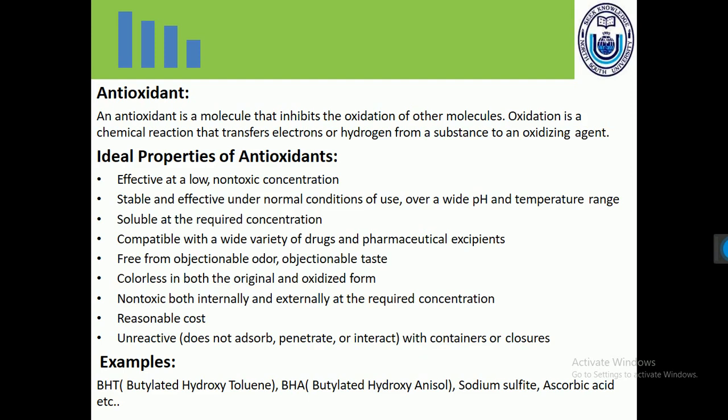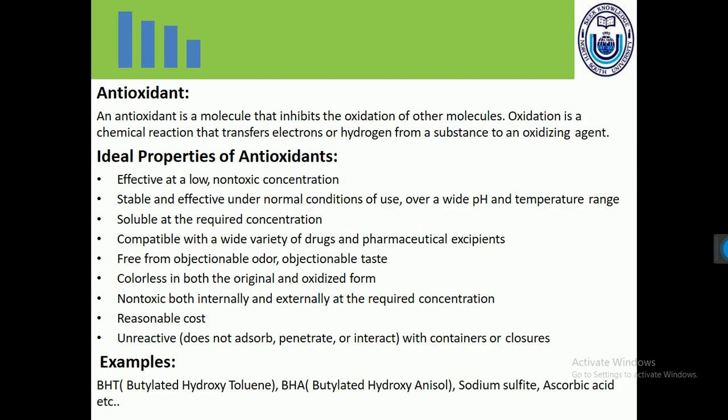Now what are the ideal properties of an antioxidant? Why antioxidant? They are used in different types of formulation. So the first one is it must be effective at a low and non-toxic concentration. So it means that antioxidants must be effective at a low concentration and should be non-toxic. When we are going to prepare or formulate any dosage form, we are using different types of antioxidants to avoid oxidation.